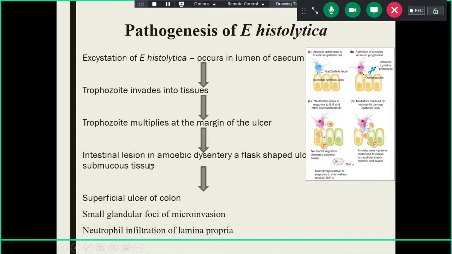Therefore the ulcer caused by this pathogen is flask shaped. It starts with a narrow bottleneck and then spreads into a broad base. Subsequently, I have the diagram. Dysentery flask shaped ulcer in the submucosa tissue, which will lead into superficial ulcer of the colon, small glandular foci of microinvasion, neutrophil infiltration of lamina propria. This is what it subsequently causes.